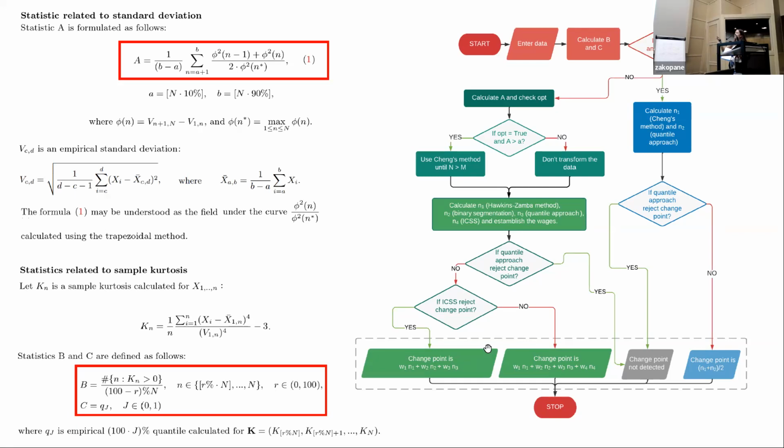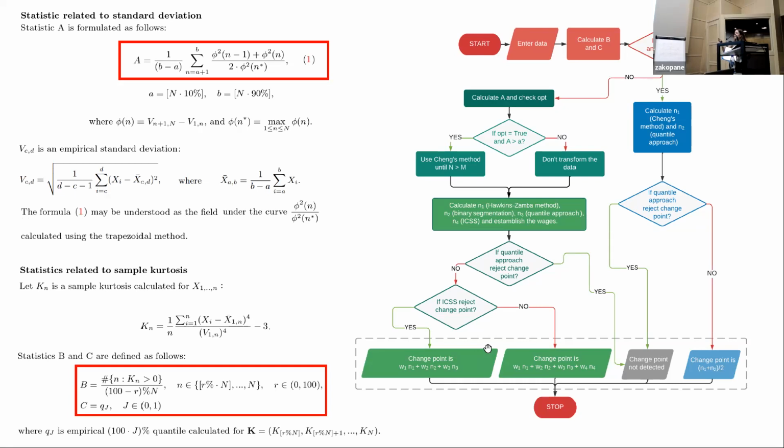If we say that the data behave like platykurtic, then we go to this blue part and calculate the change points using two non-parametric methods. Using one criterion connected with the quantile approach, we decide whether we should reject the result, meaning that a change point is not detected, or we calculate the change point as the arithmetic mean of these two points.